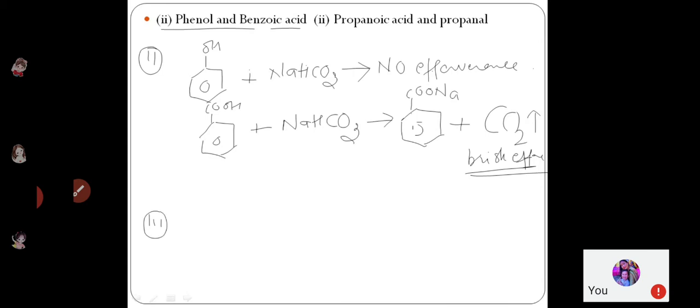I am telling you. Next you have propionic acid and propanol. Again, draw the structure first. Propionic acid means a 3 carbon group with COOH. So this is your first one, propionic acid, and next is propanol, CH3CH2CHO.